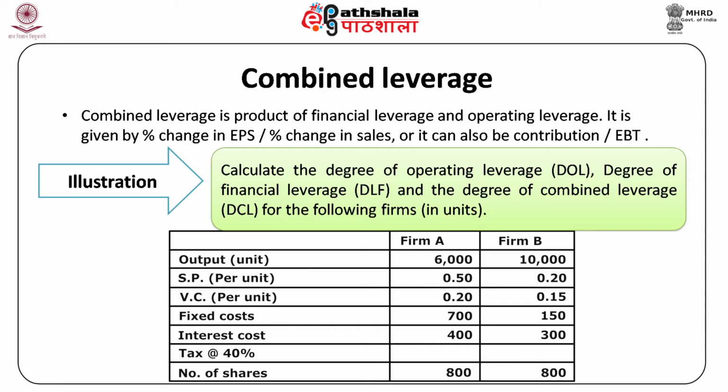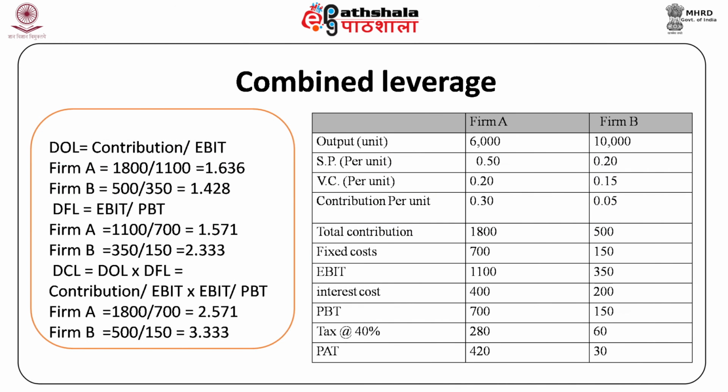In the table you see two firms. Output is 6,000, 10,000. Sale price 50 paisa, 20 paisa. Variable cost 20 paisa, 15 paisa. Fixed cost 700, 150. Interest cost 400, 300. Tax 40%. Number of shares are 800, 800. Now solution. You see the output is 6,000, 10,000. Sale price per unit 0.50, 0.20.